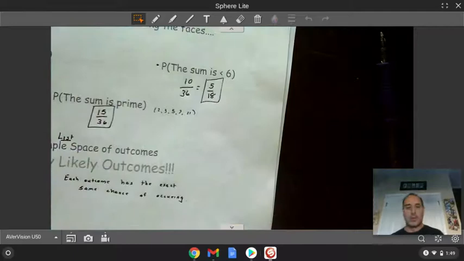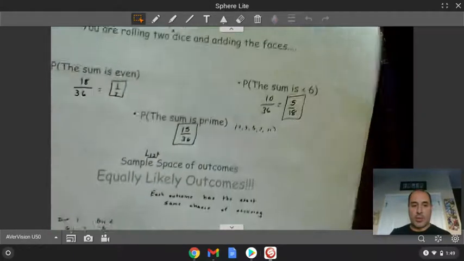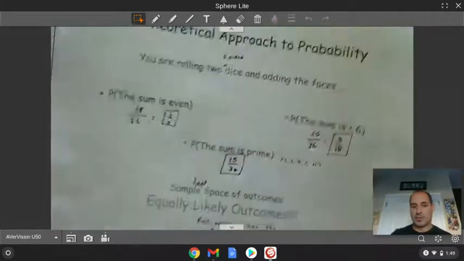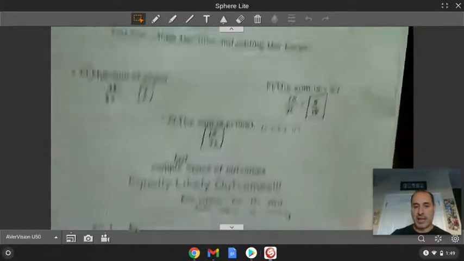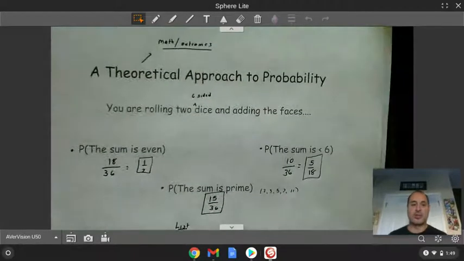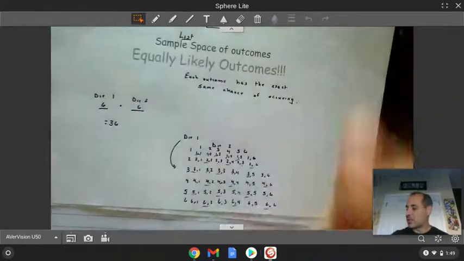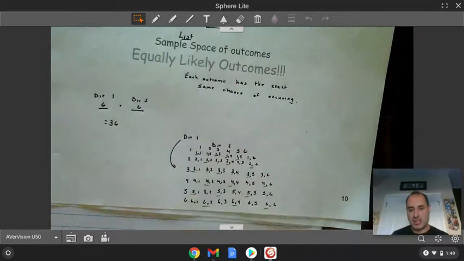Okay, so one of the points of what I did here is to say, if I give you a problem and ask you to determine some probabilities, you may want to list out the sample space. Listing the sample space of outcomes makes it very, very easy to determine those probabilities. Ridiculously easy. You just have to list them all out.